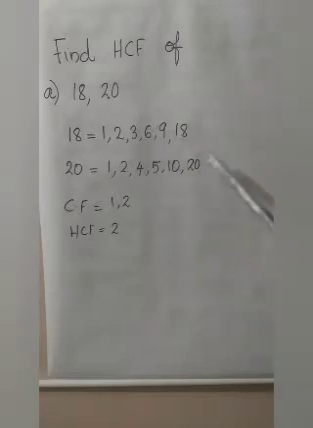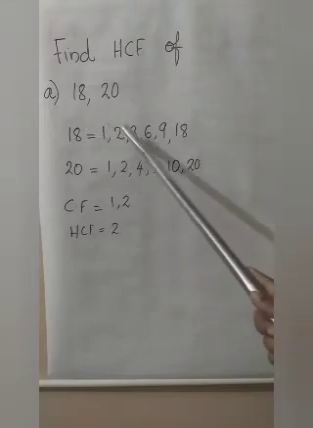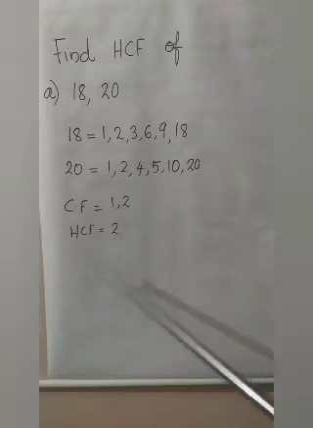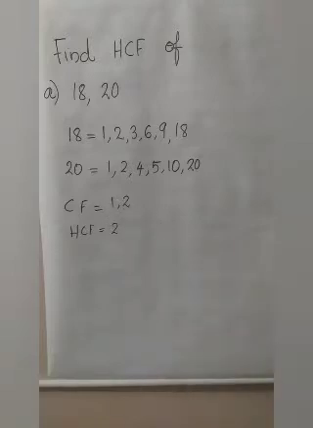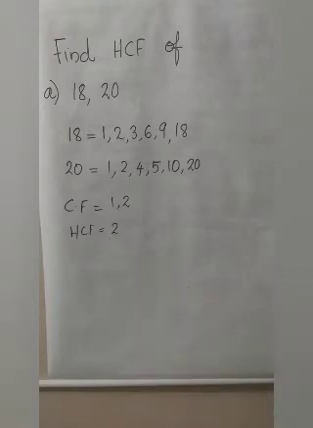Between these two lists of factors, which are the common factors? 1 and 2 only are common here. Those are the common factors. Now highest common factor, HCF means what? Highest common factor. From 1 and 2, what is the highest? 2. So HCF is 2. This is by listing the factors.